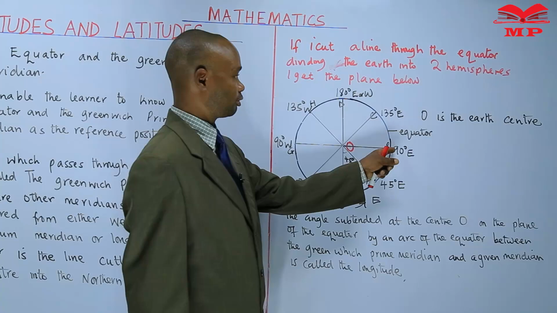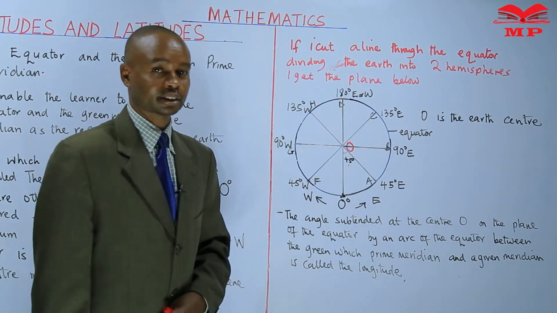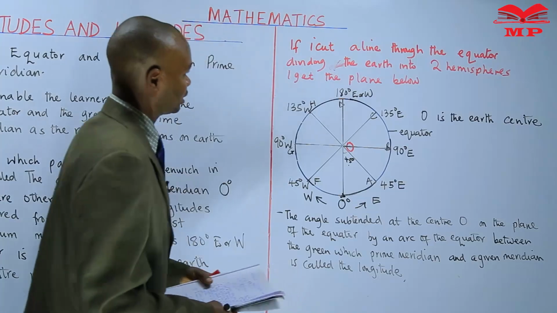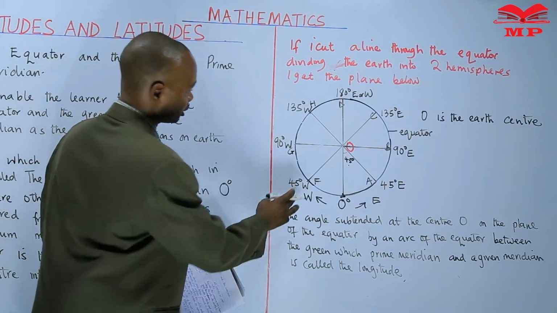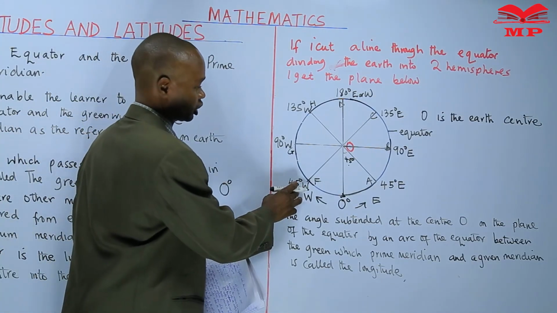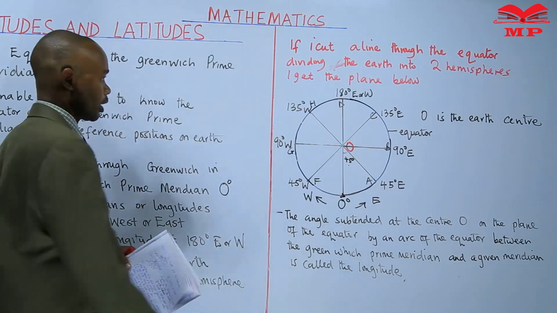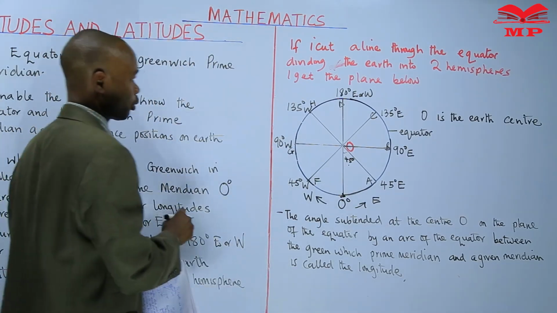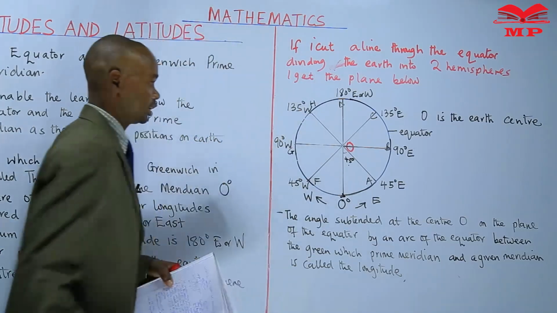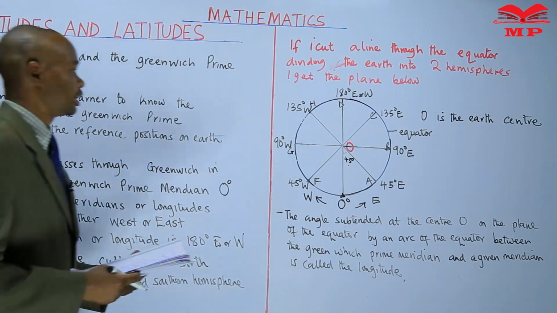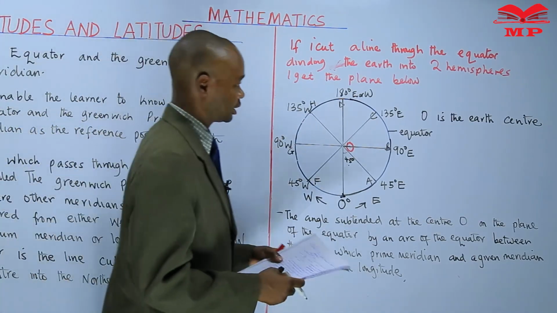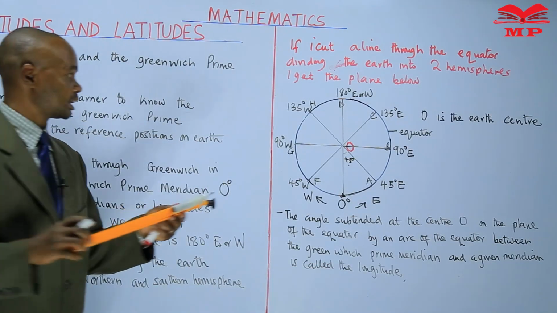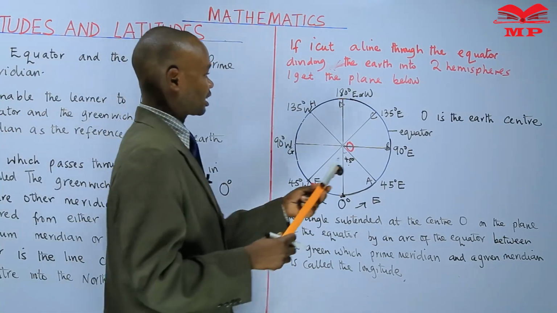The longitude of B is 90 degrees. The longitude of C is 135 degrees east. The longitude of F is 45 degrees west. The longitude of G is 90 degrees west. The longitude of H is 135 degrees west.